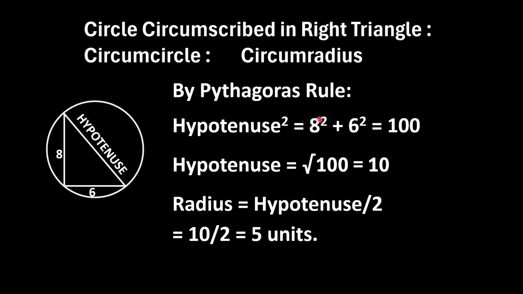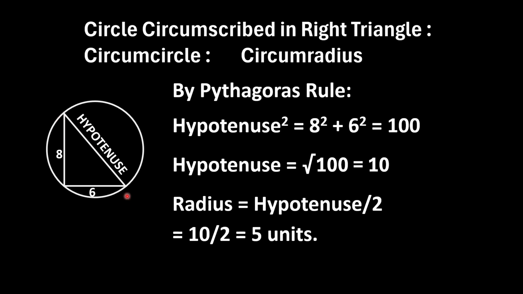That is 64 plus 36, 100. So the hypotenuse will be square root of 100. Hypotenuse is 10 because hypotenuse square is 8 square plus 6 square by Pythagoras rule. So the radius would be half of the hypotenuse, that is 5 units. So the circumradius is 5 units.